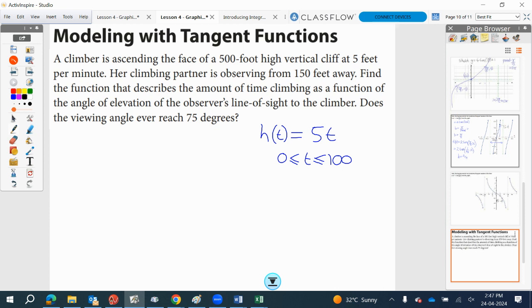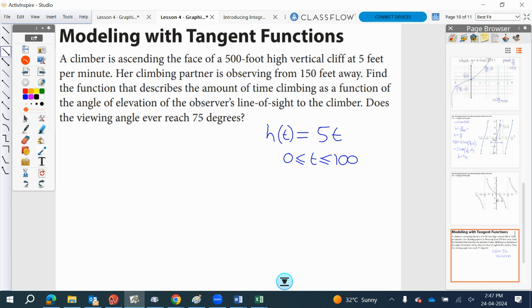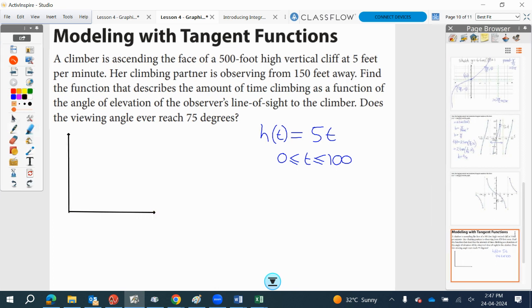Let's draw a little sketch of this problem. Is it down or up? It's going up. Yeah, but is the climbing partner above him or below? Below him. No, it's just away. Why would the climbing partner be standing at the top of the cliff observing at 150 meters away, sort of floating like Avatar or something? Very odd.